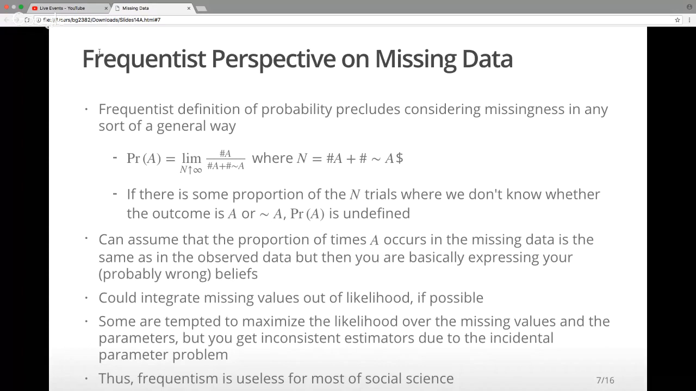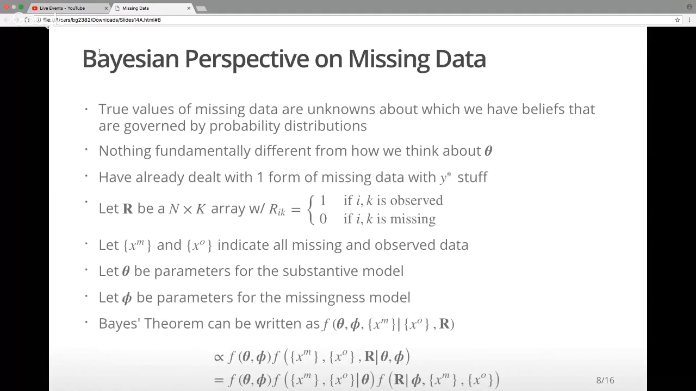And so the way in which frequentists even define probability makes it very difficult for them to have attractive options as to what to do when there is missingness or when there is measurement error. In contrast, with the Bayesian approach, once you understand how we update our beliefs about theta, it's the same process when you're updating your beliefs about the true values of the data, if that's mismeasured or some of them are missing.